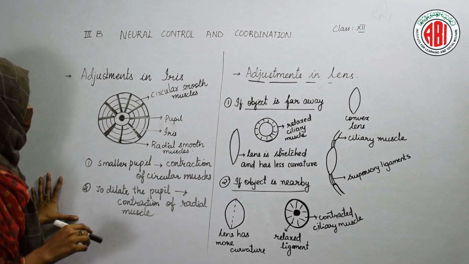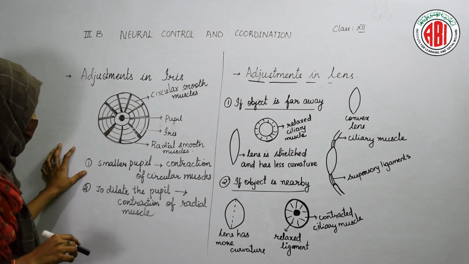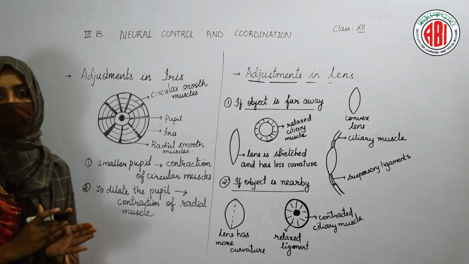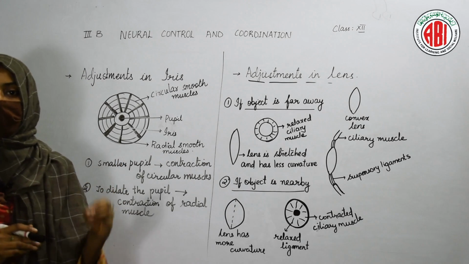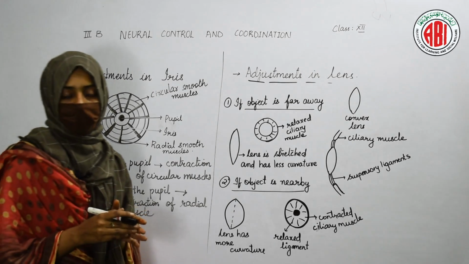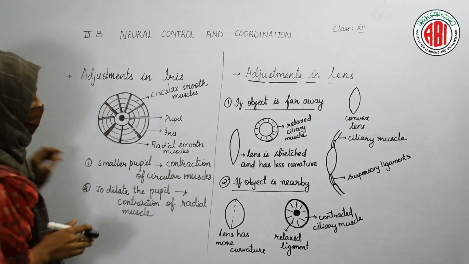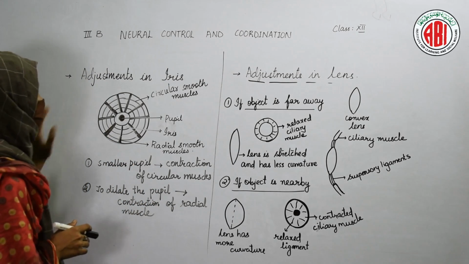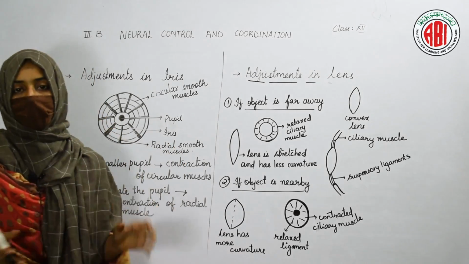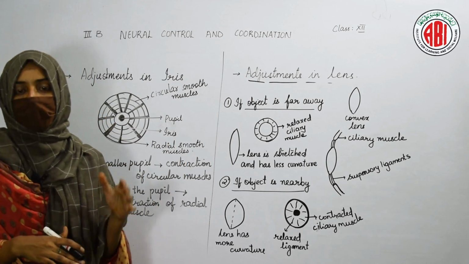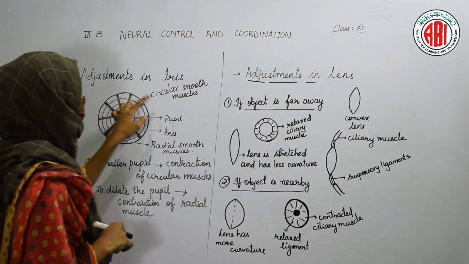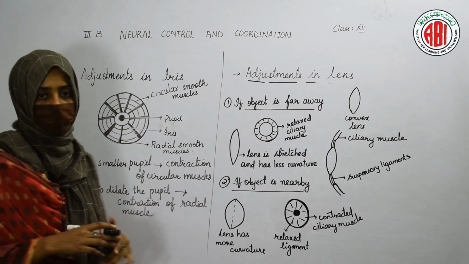This is how the contraction of circular smooth muscles and the contraction of radial smooth muscles regulates the size of the pupil and helps us to see the different things in the presence of bright light and also in dim light. This is about the adjustment in the iris, and this adjustment in the iris is not under our conscious control. It is an involuntary function. So it happens due to the contraction of circular and radial smooth muscles.